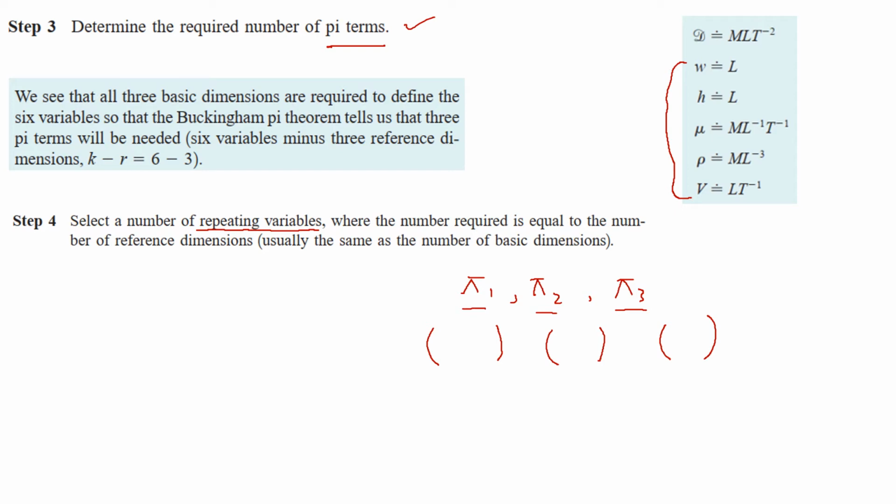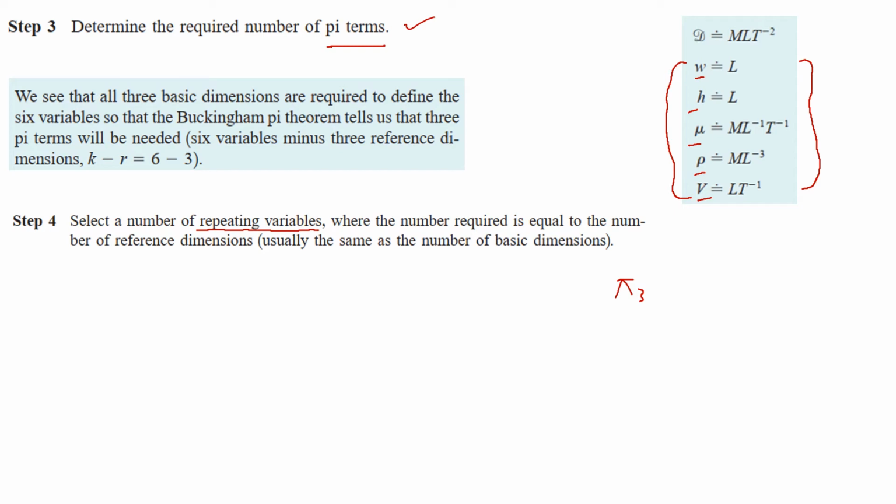So they will appear in each of the pi terms, and we will select them from the independent variables, because the dependent variable cannot be taken as the repeating variable. So we will have to select them from the independent variables that we have, and in this case the independent variables are width, height, viscosity, density and velocity. So the condition for selecting repeating variable is that they should be dimensionally independent.